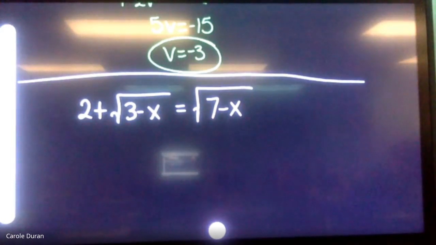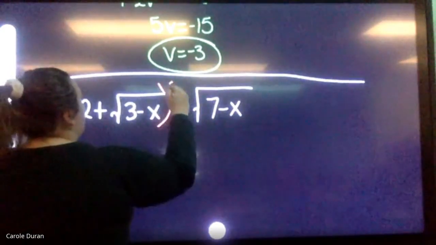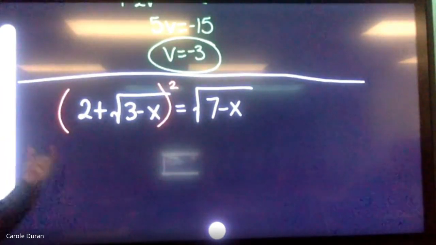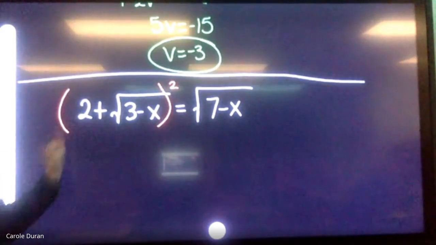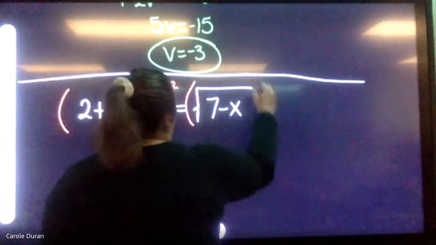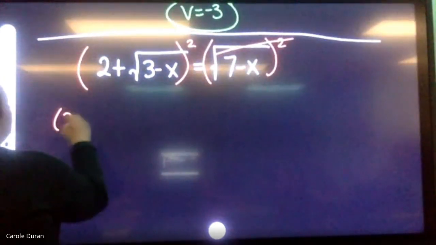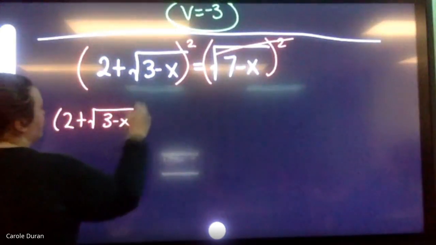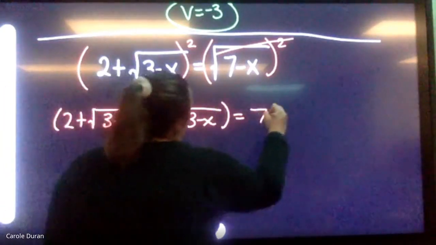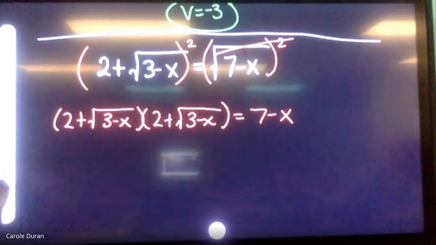I can square it. But when we square that left side, because we have to square the whole thing, we're squaring the 2 plus the radical, which means this is going to have to be written twice and then foiled out to get its simplified form. On the right, it's going to look beautiful because the square and the square root are going to cancel just like normal. So what this turns into is 2 plus the square root of 3 minus x times 2 plus the square root of 3 minus x equals 7 minus x. So the right side looks wonderful. It's the left side we're going to have to work on.